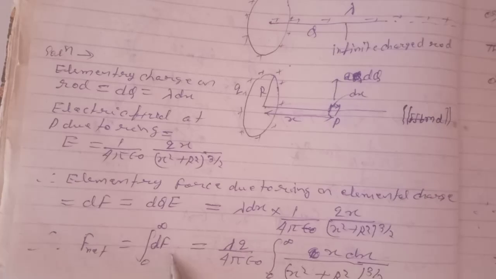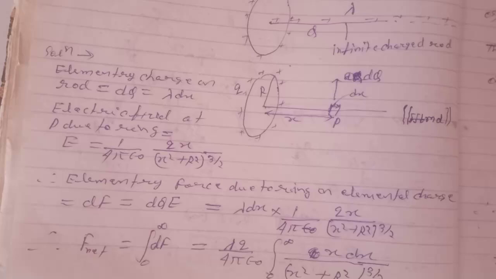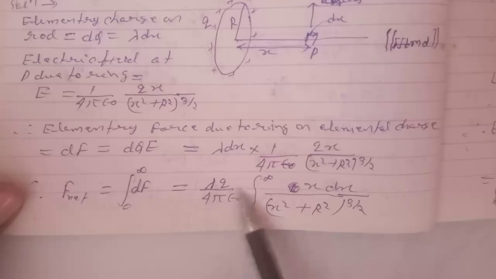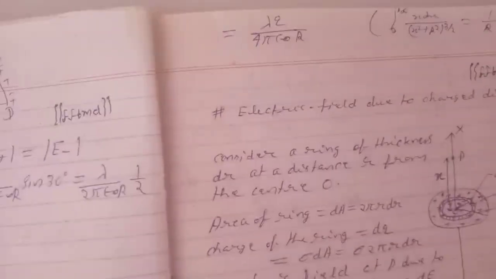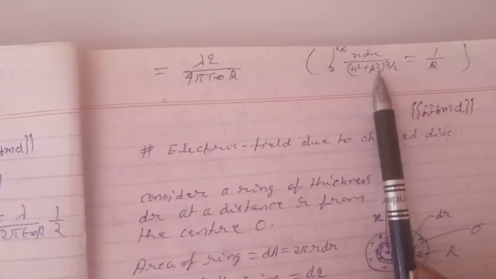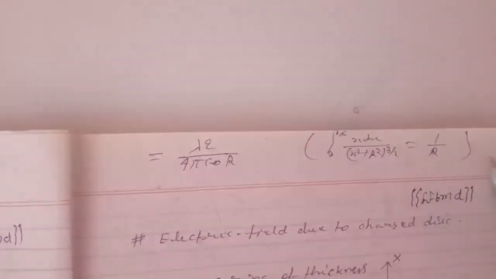Hence F net equal to integration of dF from 0 to infinity, lambda q by 4 pi epsilon naught integration 0 to infinity x dx by x square plus r square to the power 3 by 2, and this will be equal to lambda q by 4 pi epsilon naught r, because integration 0 to infinity x dx by x square plus r square to the power 3 by 2 equals 1 by r. So here we have calculated the value.